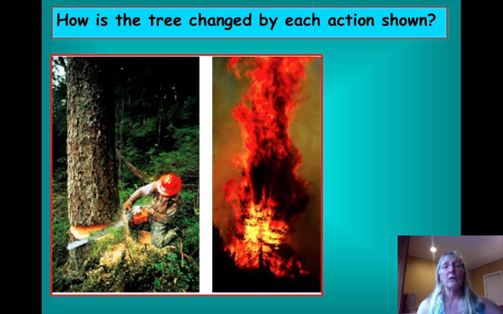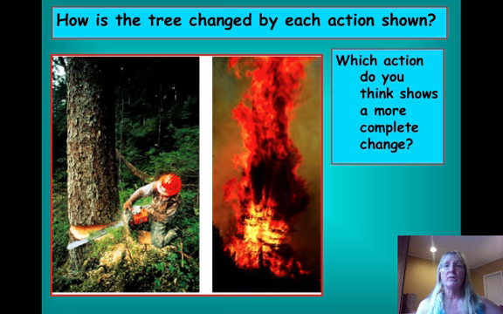Another way that you can decide whether substances are undergoing physical or chemical changes is to look at the completeness, for lack of a better word, of the change that's being wrought upon the substance. So for example, we've got a tree burning in a forest fire here, and that definitely is a much more complete change in the matter in the tree than the simple act of the lumberjack cutting down the tree.